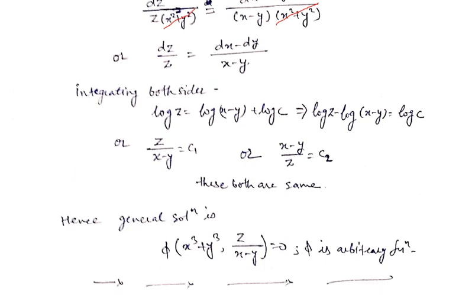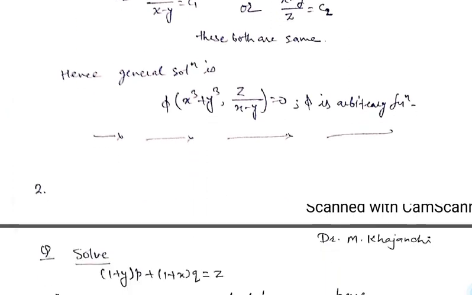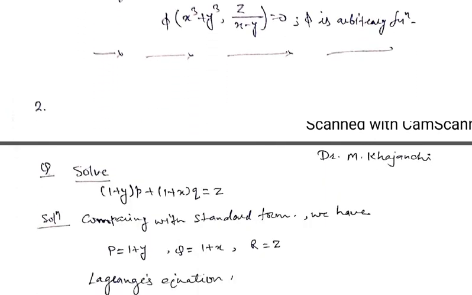So the general solution of the given equation will be phi of u comma v equals to 0. That is phi of x cube plus y cube comma z upon x minus y equals to 0. Here phi is an arbitrary function. Now let's try to solve another problem.